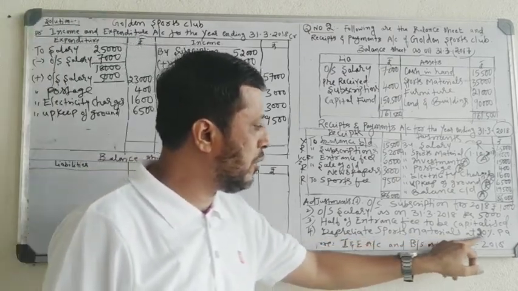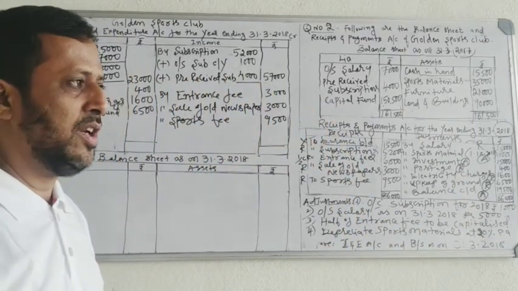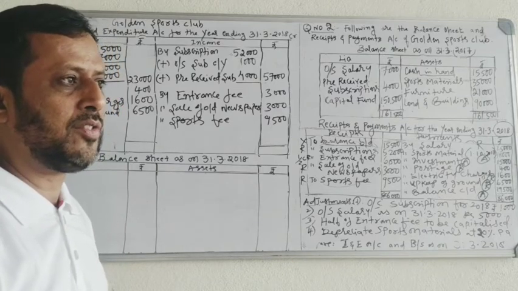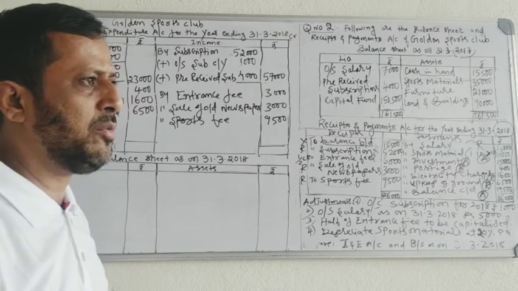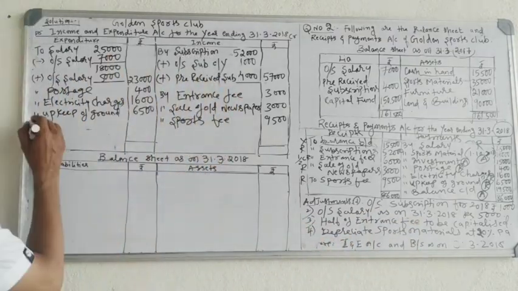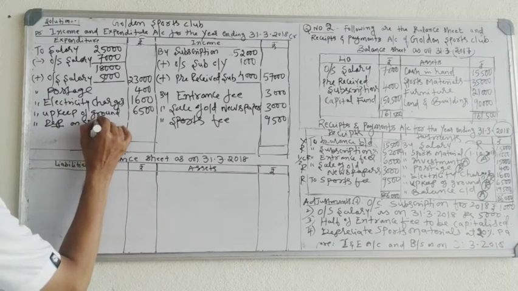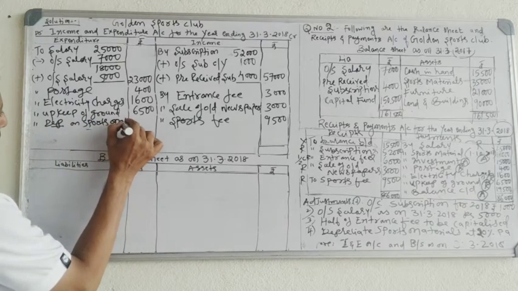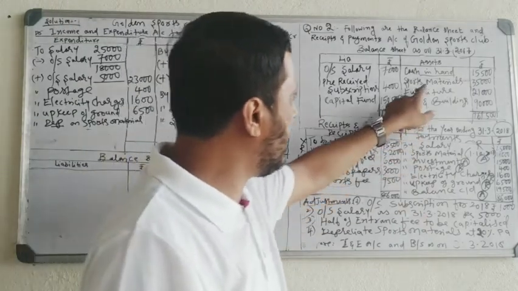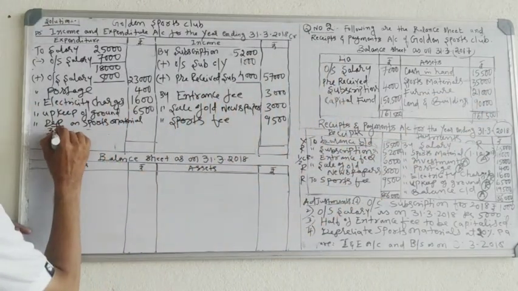Depreciate sports material at 20% per annum. So depreciation is a non-cash expense. Non-cash expense is also a regular expense. Every year the asset value will decrease. Asset value will decrease means it is a revenue expenditure, non-cash expenditure. So it is recorded on the debit side. Depreciation on sports material. Depreciation on sports material. See, sports material is there in the last year balance sheet, 35,000. You have to take 35,000 into 20%.